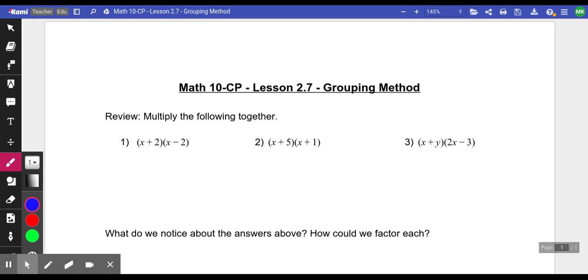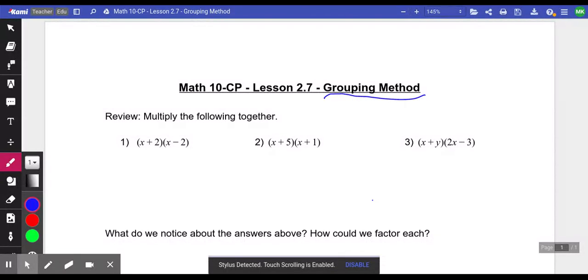Math 10 CP. It's our last lesson of Unit 2, and then we're going to have some assignments and quizzes and tests. You made it through Unit 2. You've done all your multiplying. You've done all your factoring. Life is looking good. Today, we're going to do our final type of factoring. It's called the grouping method.